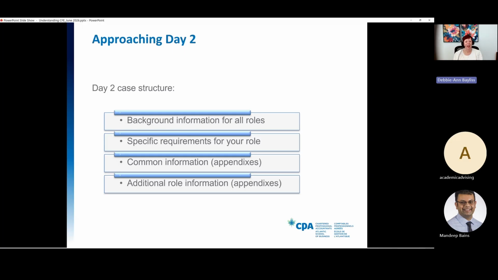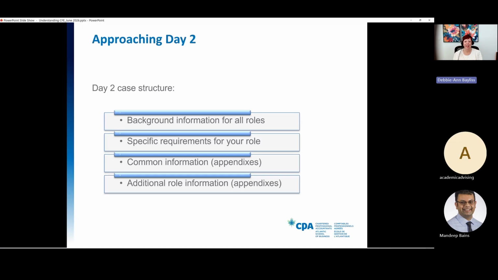Focus on what you need to look at only. So as I said, you've got the background information. That's for all roles. Then you're going to have specific requirements for your role. And in the upcoming Path to Competent and day two, I'm going to share with you a best practice on how to create an efficient and effective outline for day two.